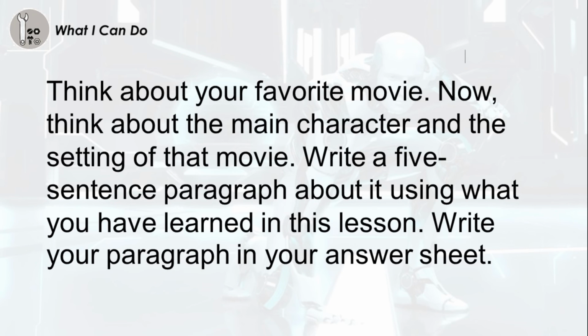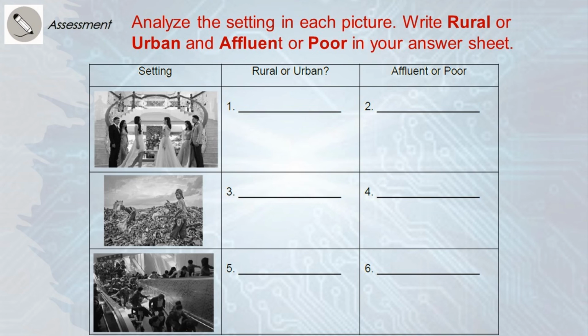Think about your favorite movie. Now, think about the main character and the setting of that movie. Write a 5-sentence paragraph about it using what you have learned in this lesson. Write your paragraph in your answer sheet. Analyze the setting in each picture. Write rural or urban and affluent or poor in your answer sheet.